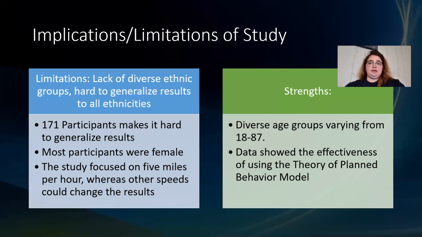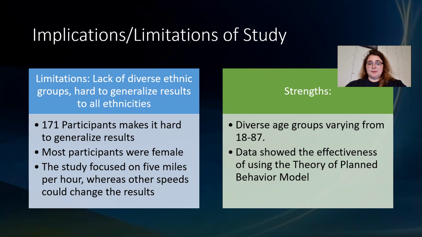So some limitations of this study were the lack of diverse ethnic groups, which makes it hard to generalize results to all ethnicities, considering most of our participants were Caucasian in this study. 171 participants makes it hard to generalize results considering our population is so massive. So we could generalize results to Caucasian individuals, because there were so many participants of this 171 who were Caucasian, but the other races, which were between 1% and 8%, we couldn't really generalize the study to them, considering we had the lack of diversity.